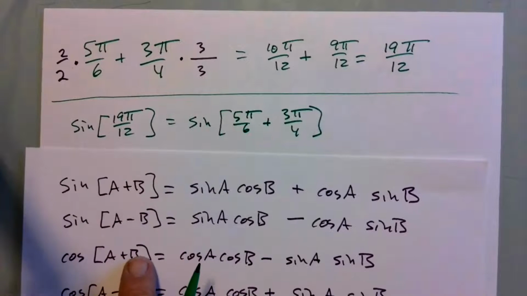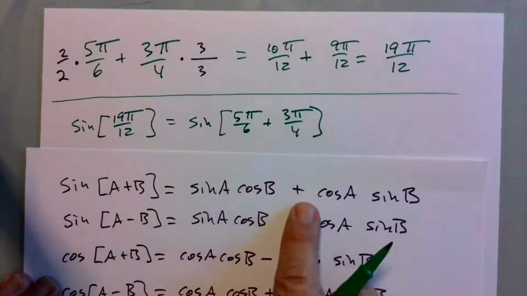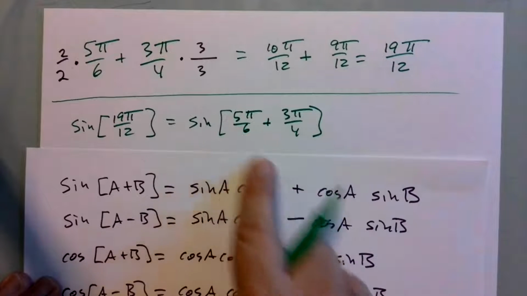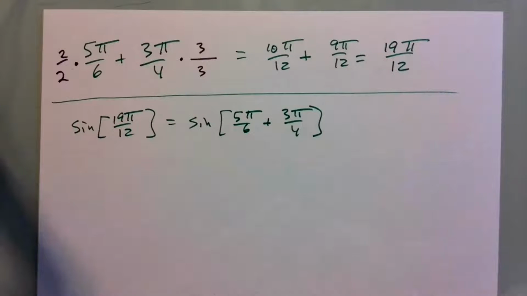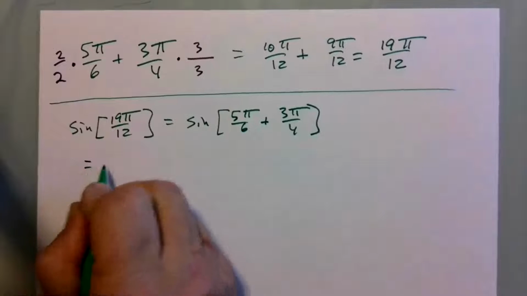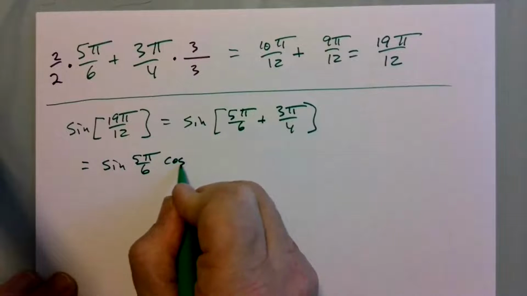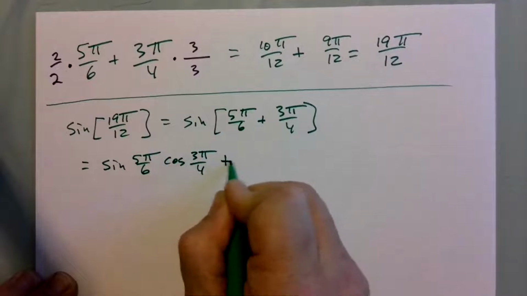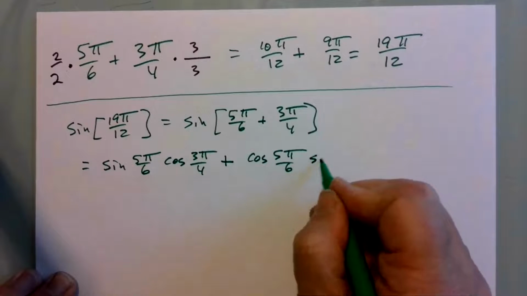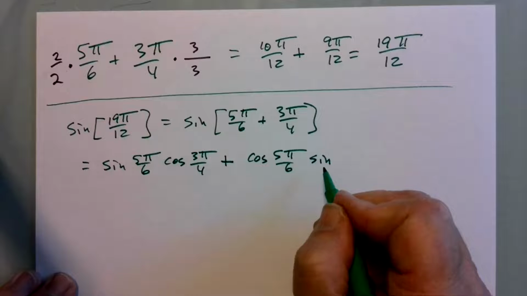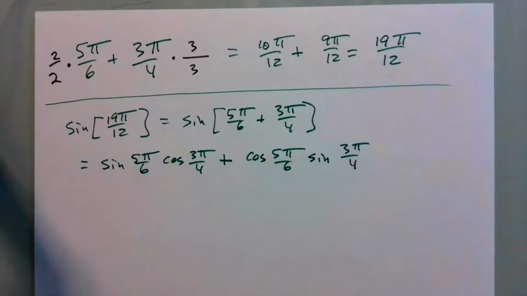Sine of a plus b: sine a, so sine of 5 pi over 6, cos b, cos 3 pi over 4, plus cos a, cos 5 pi over 6, sine b, sine 3 pi over 4. So let's write all that down. Sine cos plus cos sine. Sine of 5 pi over 6, cos 3 pi over 4, plus cosine 5 pi over 6, sine 3 pi over 4.